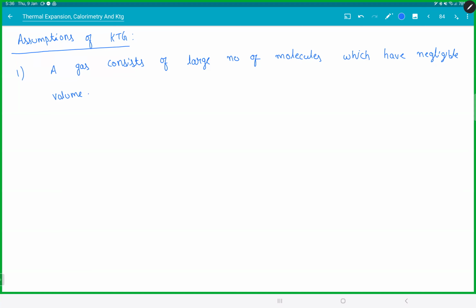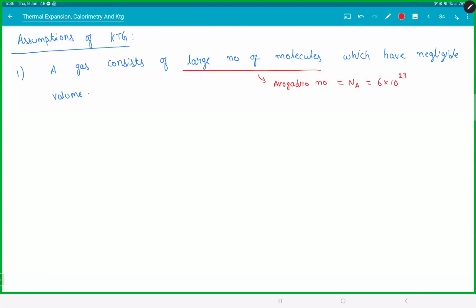So here the important thing is this phrase, a large number of molecules. When you say a large number of molecules, we are talking in the order of Avogadro number, which is N_A. This is nothing but 6 into 10 power 23. Learn that in chemistry.